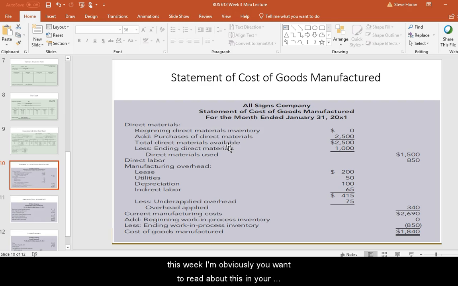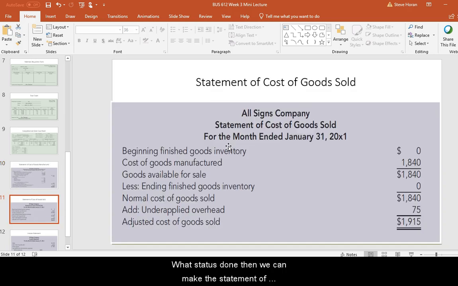So we'll be looking at this closer this week. Obviously, you'll want to read about this in your chapter also. This is coming from both chapters 4 and 5 this week. So just make sure you're aware of the statement of cost of goods manufactured. Then once that is done, then we can make the statement of cost of goods sold. Remember that manufacturers are making a product that they then sell to their customers. And cost of goods sold represents the cost of the goods manufactured and then sold to our customers.